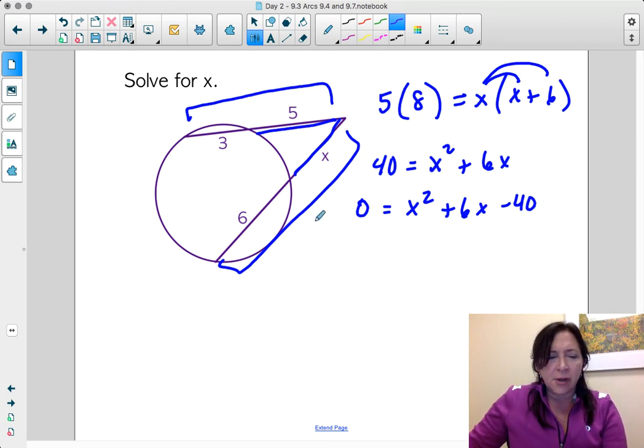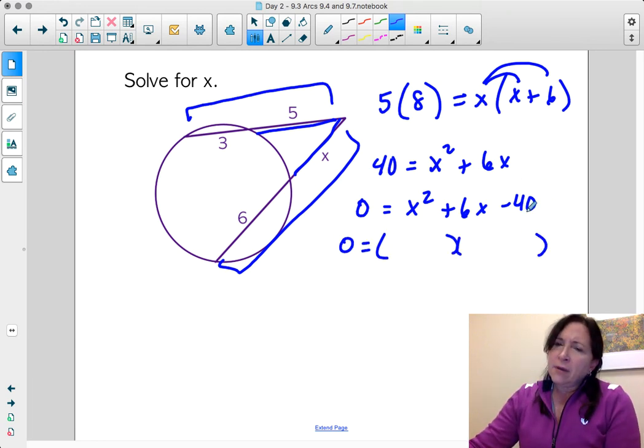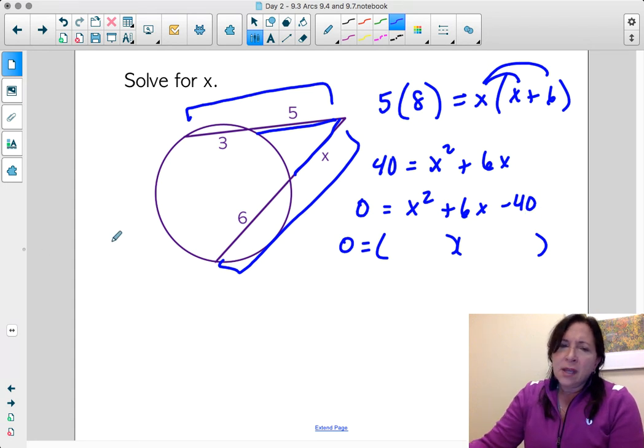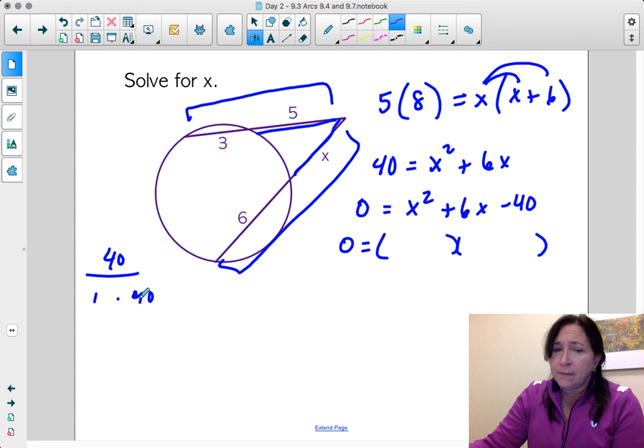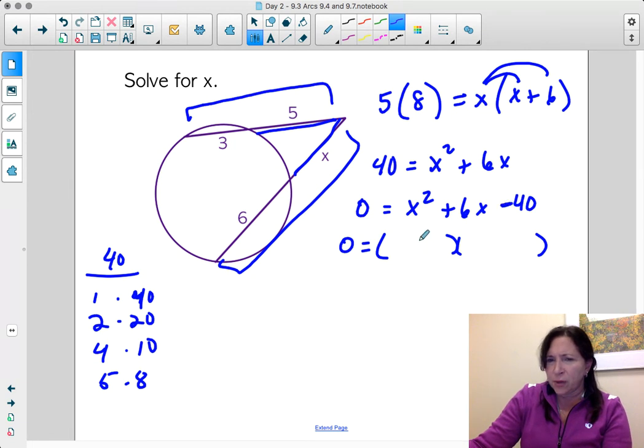I could use the Pythagorean theorem, I could use the quadratic formula, or I could factor. In this problem, I'm just going to factor, and I'm going to ask myself, what are my factors of 40? So my factors of 40 would be maybe 1 times 40, 2 times 20, 4 times 10, 5 times 8. Which one of these is going to give me a sum of 6, if this is a minus? So I know that one of these is plus and minus to make negative here.